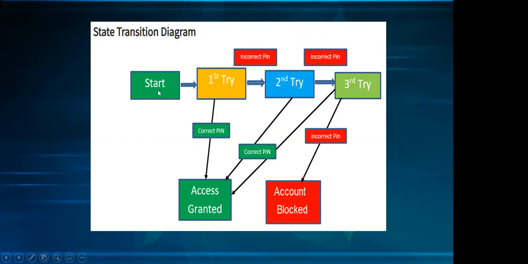Now I start again. My first trial, 1, 2, 3, 3. Wrong. Next, I did a second trial, 1, 2, 2, 3. Wrong. Now I did a third trial, and I got it right, 1, 2, 3, 4. Then I did it that third time, and I'll be granted access.